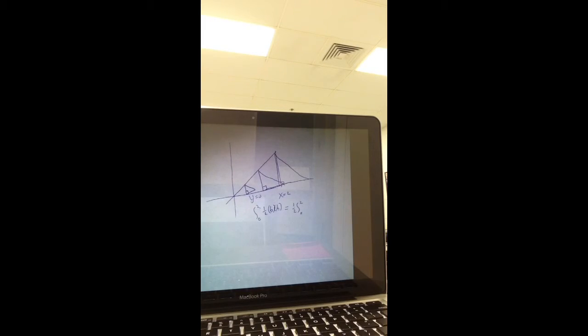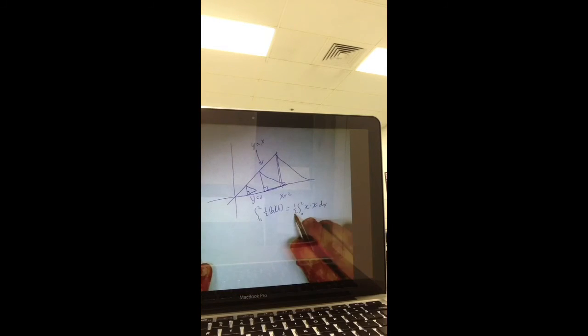It's f of x, and what was the equation again for this line? y equals x. So it's x squared. So it's going to be 1/2 of x times x dx. 1/2 base times height, isosceles, so the base and height are the same. So it's 1/2 of the integral from 0 to 2 of x squared dx.